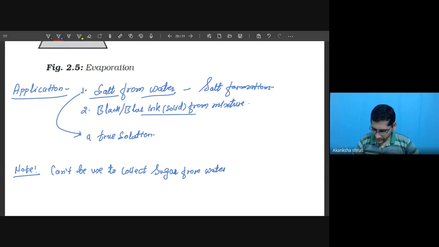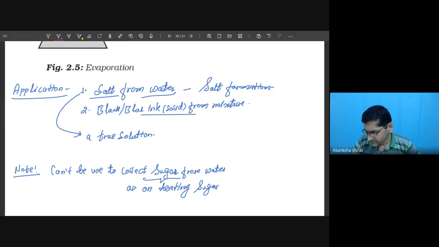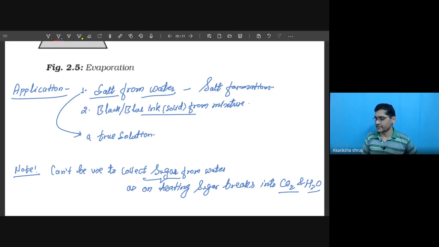Why? Because on heating, the sugar gets converted into carbon dioxide and water. On heating, sugar breaks. This is basically a chemical reaction into carbon dioxide and water. So though you were trying to get the sugar, the sugar particles will not remain there. What is this sugar? Student, this sugar is mostly C6H12O6. This is the molecule of sugar.